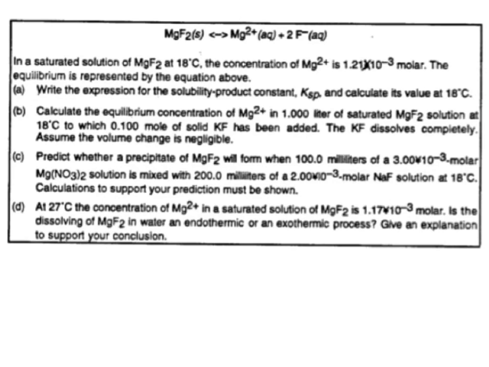So the very first one says, write the expression for the solubility product constant, Ksp. So first of all, let's write the Ksp here. Ksp is going to be equal to the concentration of Mg times F minus squared. That is 1 point right there.